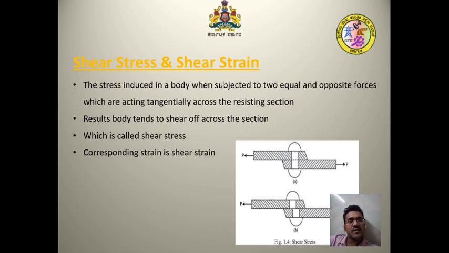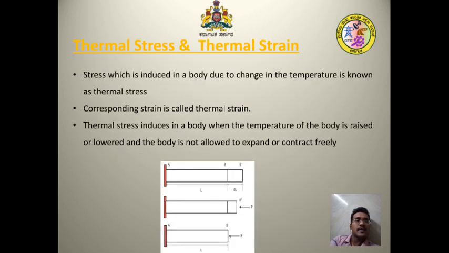This is the shear stress and shear strain. The unit for stresses will be Newton per meter square, Newton per millimeter square, Newton per centimeter square, and it will be given as Pascal. 1 bar equals 1 into 10 to the power of 5 Newton per meter square, right? Next slide, we go for thermal stress and thermal strain.